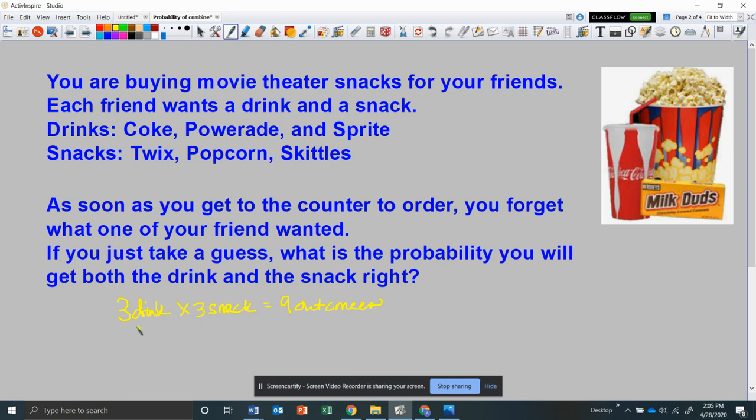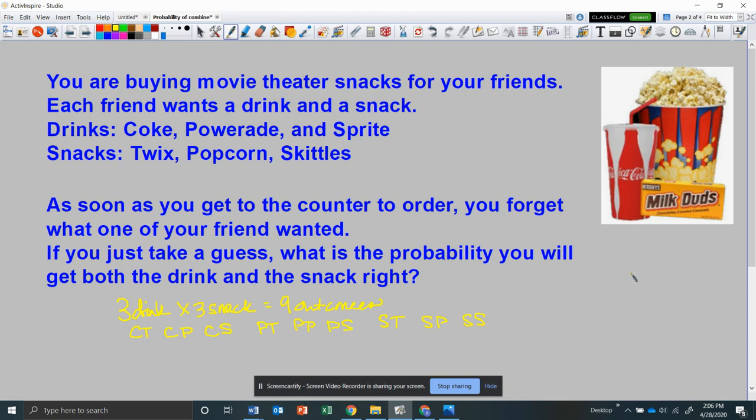We can say it's Coke and Twix, Coke and popcorn, Coke and Sprite. It can be Powerade and Twix, Powerade and popcorn, Powerade and Skittles. It can be Sprite and Twix, Sprite and popcorn, Sprite and Skittles. And I should have 9 here.